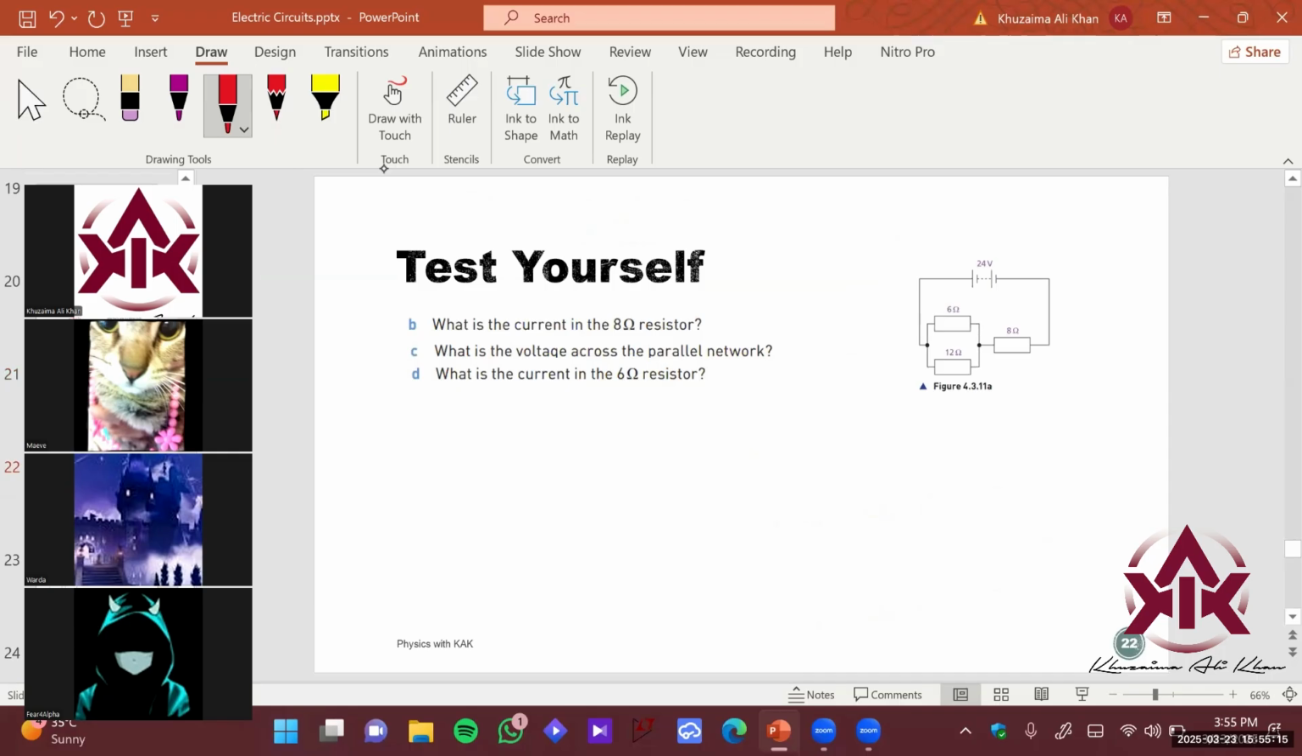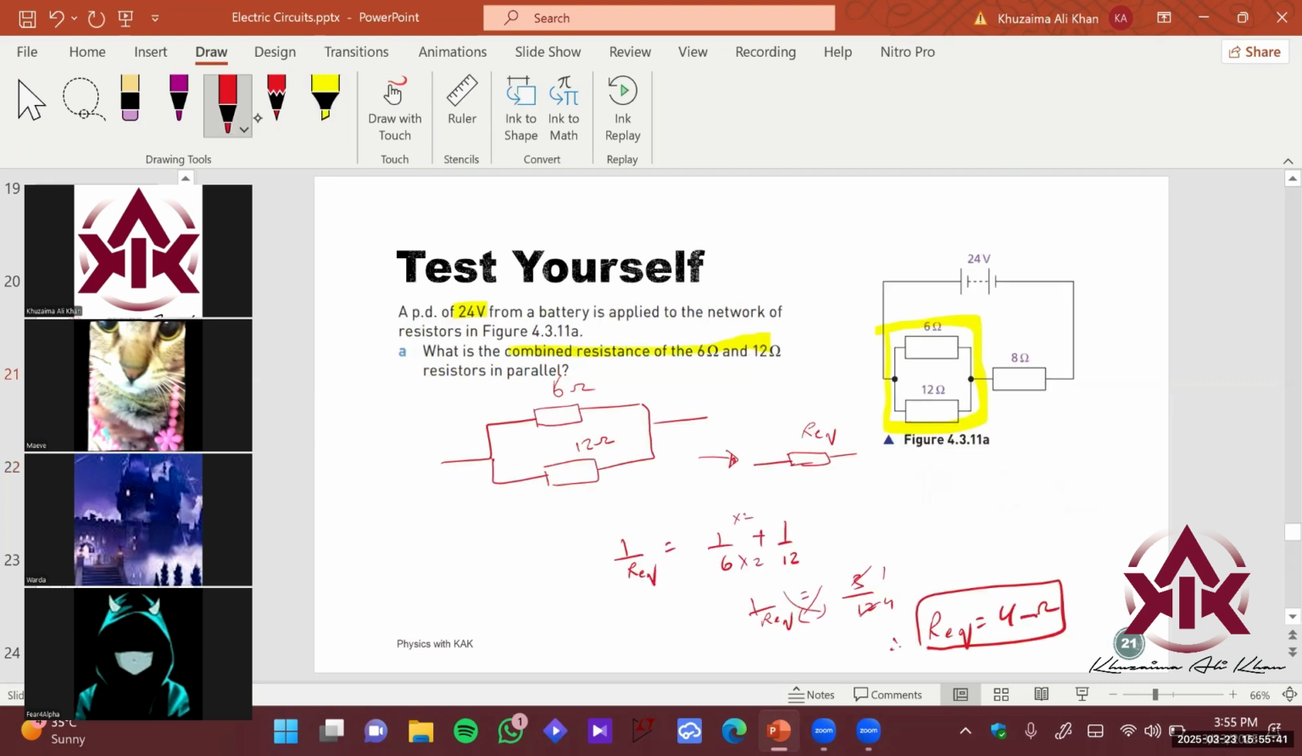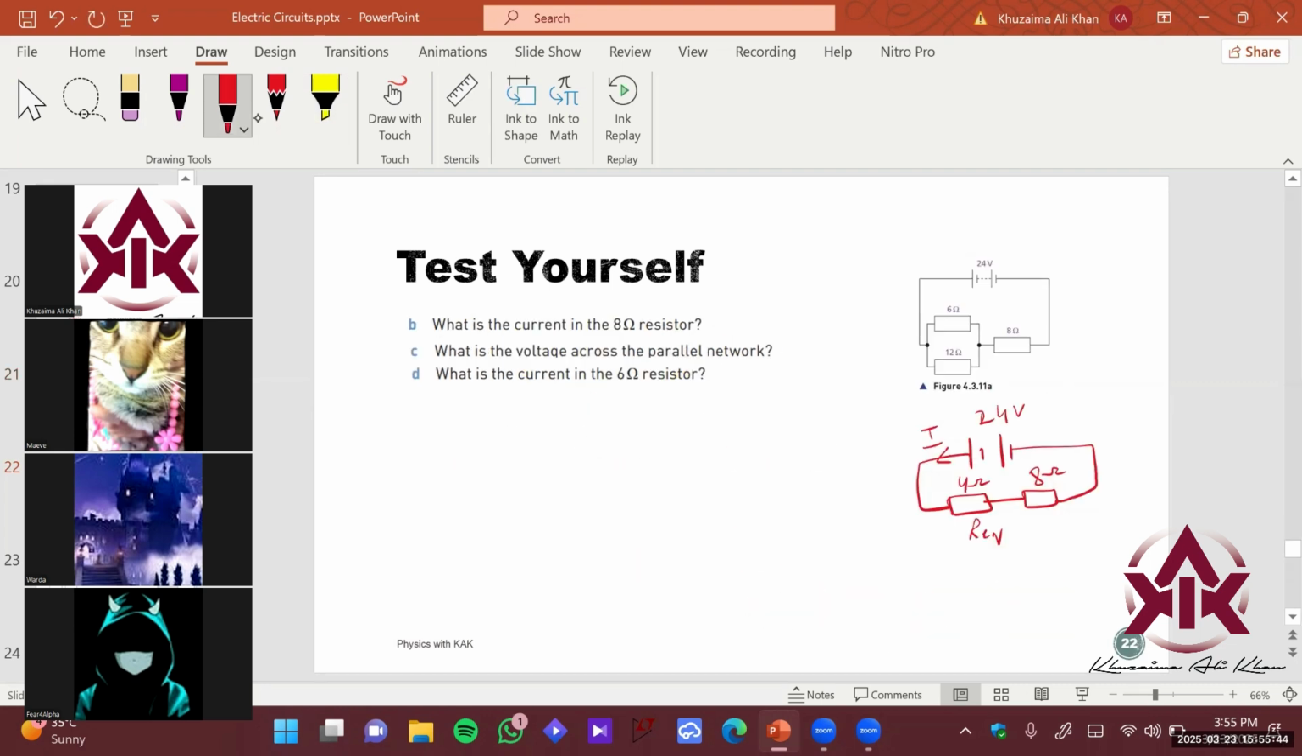So now let's write down your new circuit value here. So you have a 4 ohm and an 8 ohm resistor here, right? This is the 24 volt battery and this is your R equivalent which has a value of 4 ohms, right? And this is the current flowing through the circuit here, right? So now they are basically asking in part B, this is part A which is solved, right? Now for part B, they're asking, okay, what is the current flowing in the 8 ohm resistor, right? So they are basically asking you to find out the current flowing in the circuit, right?